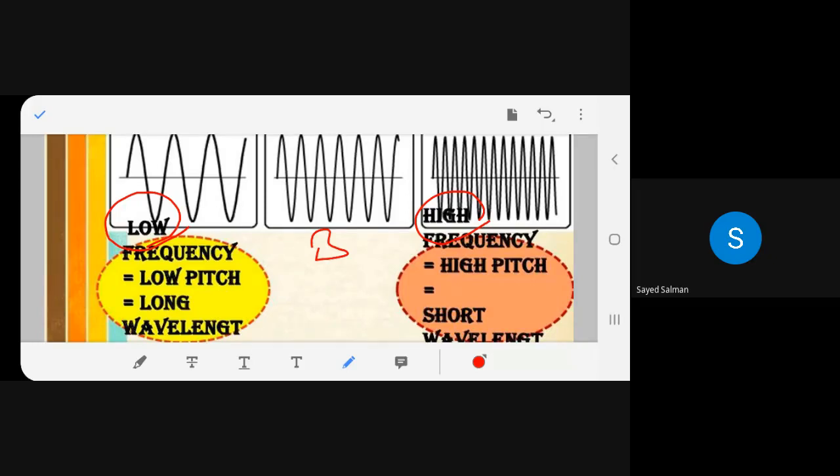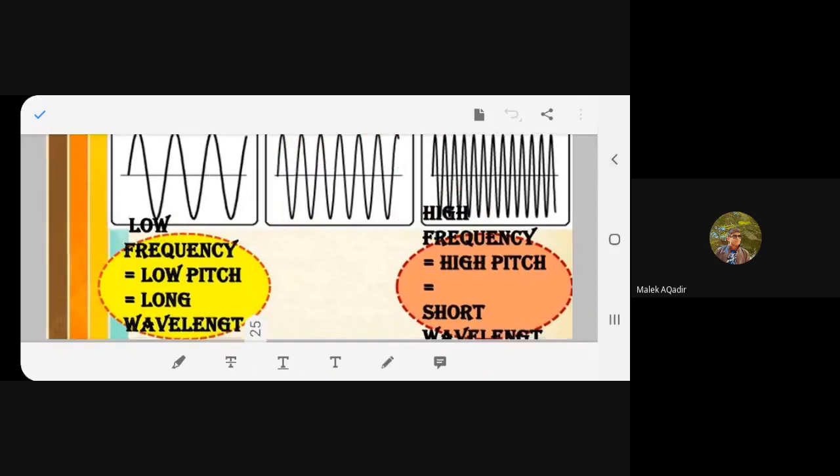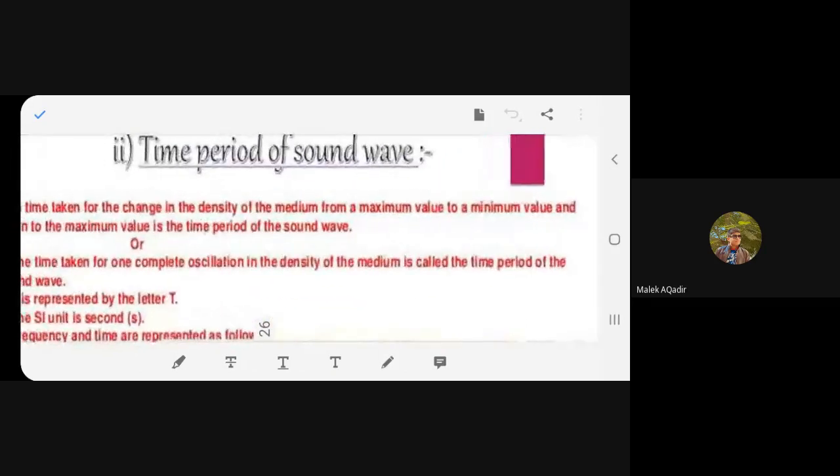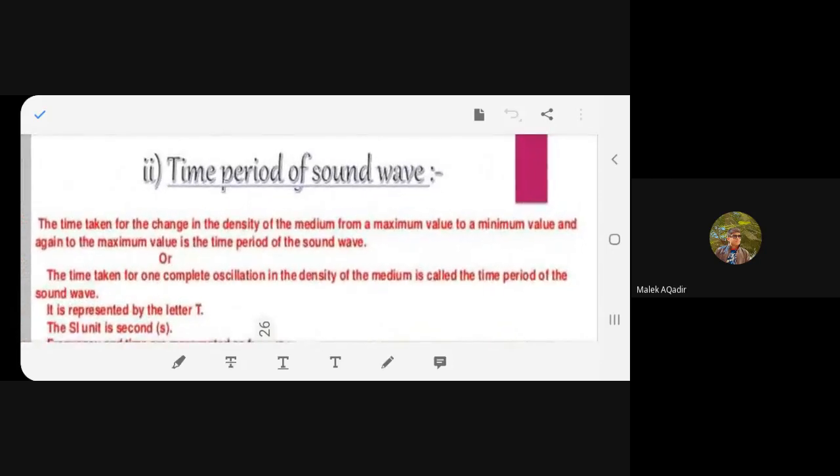Can you see this? Now what about this one? This is pleasant to hear. It is neither high nor low. It is audible. Is it clear? Yes. Now, frequency we have understood is due to the shrillness of sound.